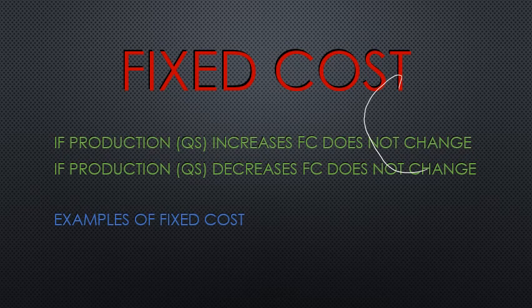So what is fixed cost? Well, fixed cost is identified in this way. If production, or QS, increases, fixed cost does not change. And if production, QS, decreases, fixed cost does not change. In other words, fixed costs are not dependent on production. They remain fixed, they remain constant at any level of production.